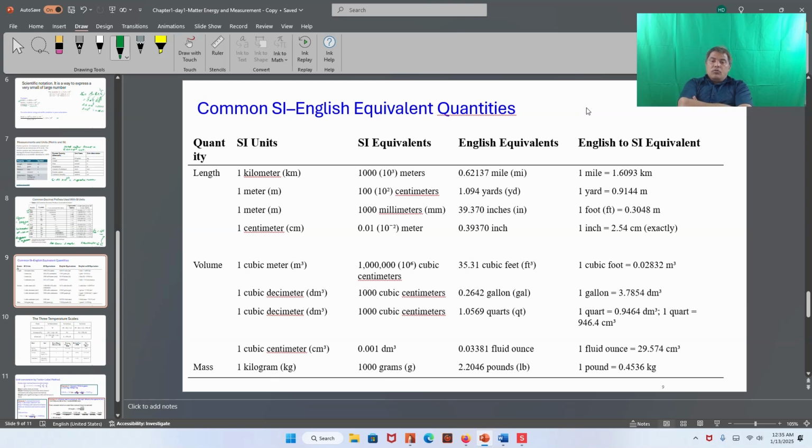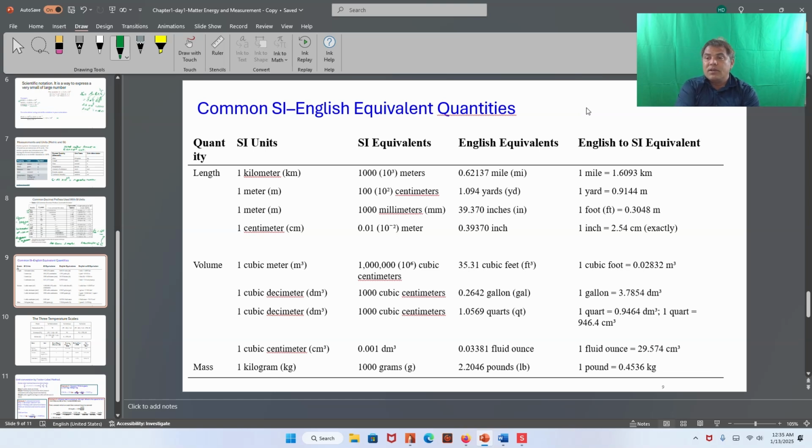Okay, so you don't need to remember that, but you should know that. What is the English equivalent? They are different. 1 meter means 1000 millimeters, but in inches it is 39.37 inches. So you see that 1.094 yards means 1 meter.